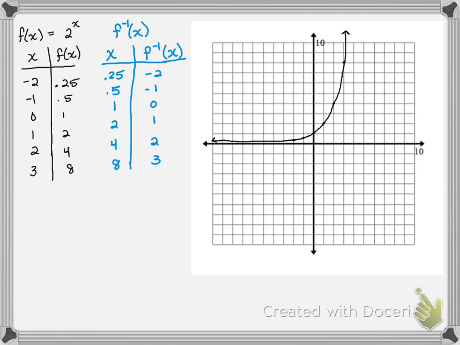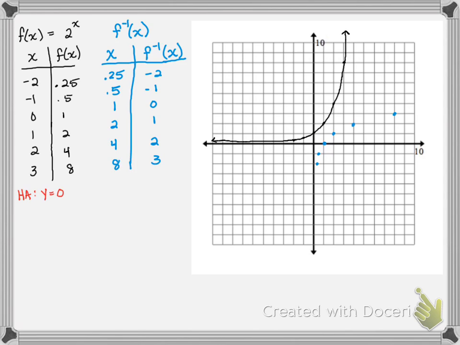So we've got 0.25, negative 2; 0.5, negative 1; 1, 0; 2, 1; 4, 2; and then 8, 3. Do you think I have an asymptote here? Remember, over here we had a horizontal asymptote at y equals 0. Would it make sense for me to have an asymptote on the inverse?